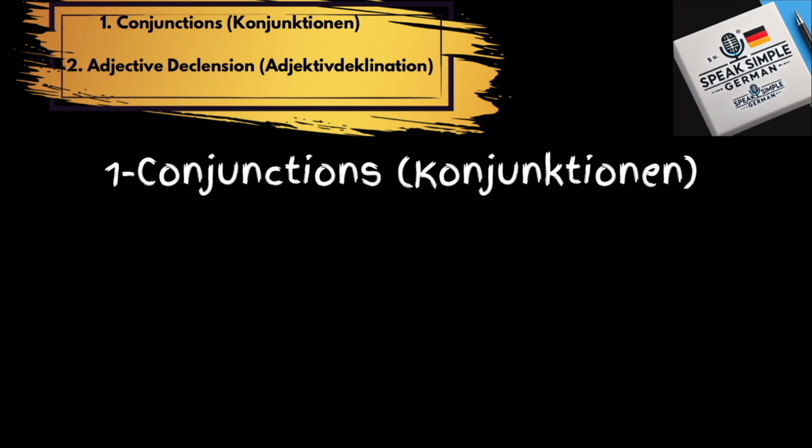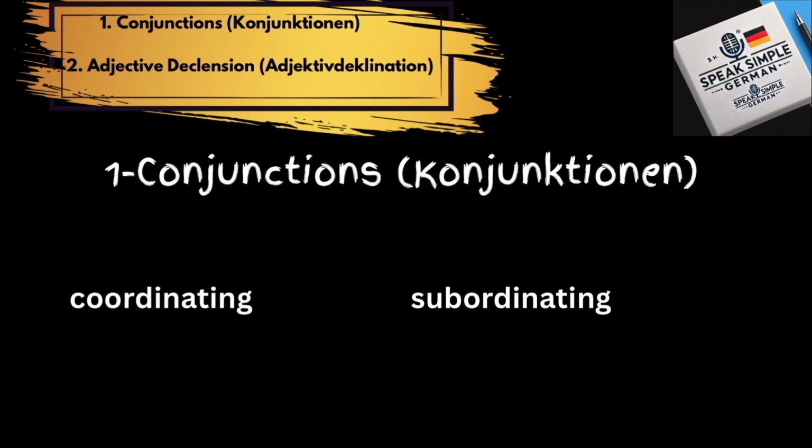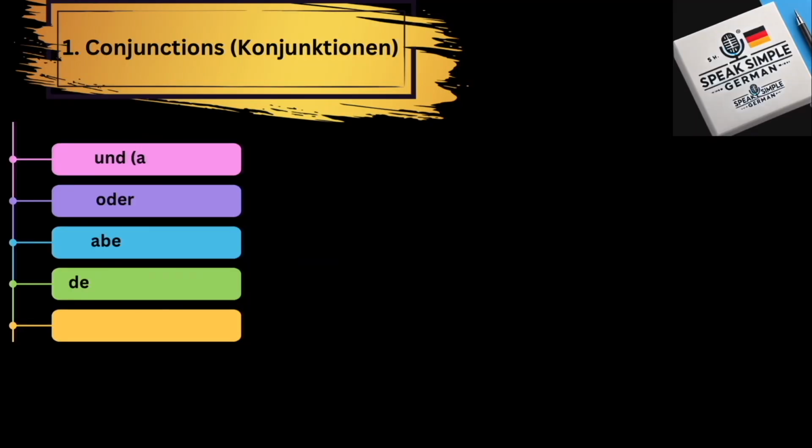In German, conjunctions play an important role in forming complex sentences. There are two main types of conjunctions, coordinating and subordinating. Nebenordnende Konjunktionen. These conjunctions connect clauses or words of equal importance. They do not change the word order of the sentences they connect. The main coordinating conjunctions are und, oder, aber, denn, sondern.